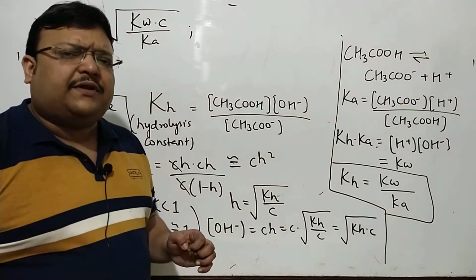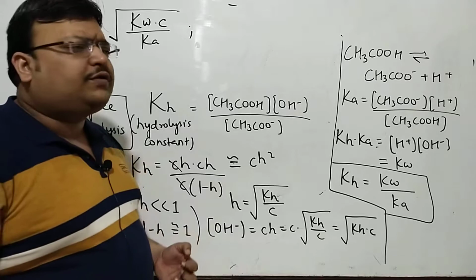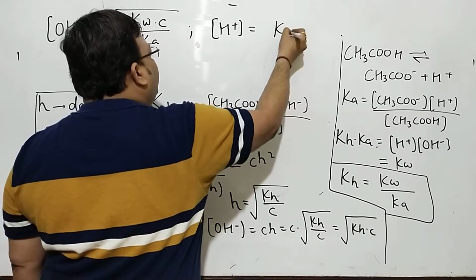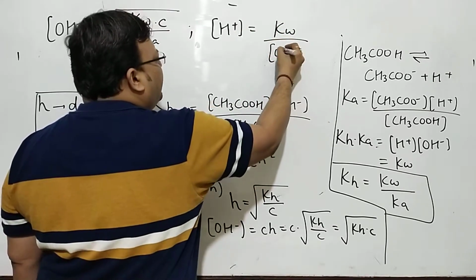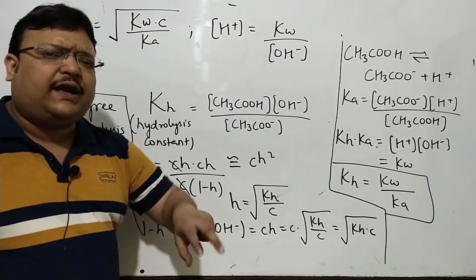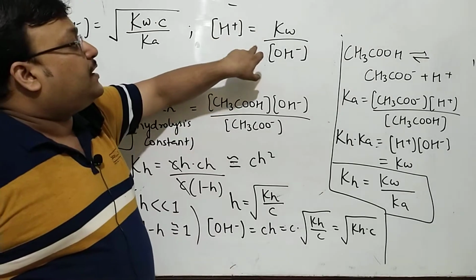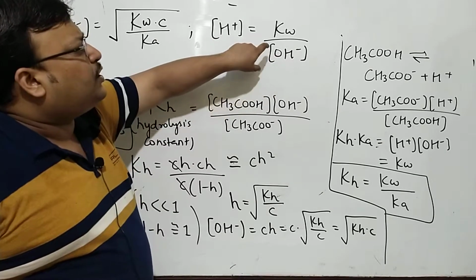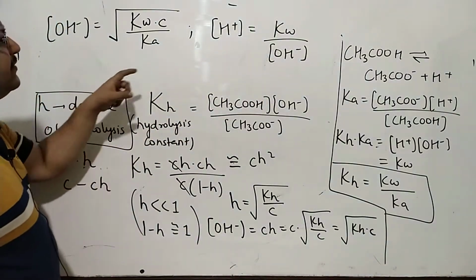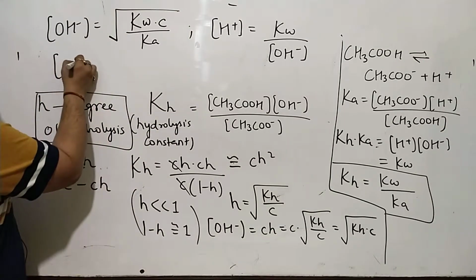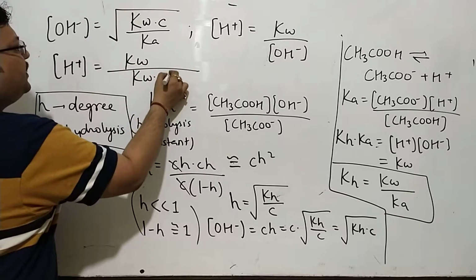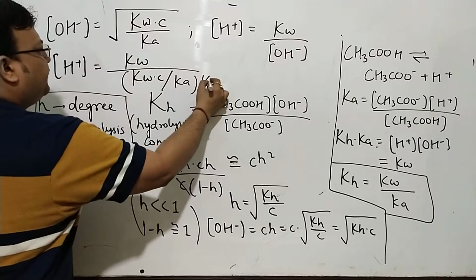And see, whichever type of solution we deal with, this is always correct: H plus into OH minus is equal to Kw. So at any point of time, H plus will be equal to Kw upon OH minus. For any kind of aqueous solution, the product of H plus and OH minus will be Kw. So this will be true for all kinds of solutions. I've got OH minus, I'll easily get H plus, and this H plus will look like Kw upon Kw into C upon Ka to the power half.